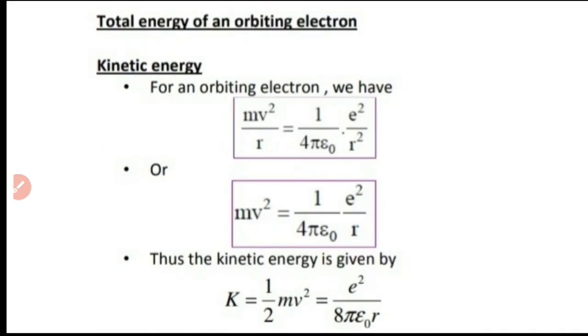Now coming to the total energy of the orbiting electron. The first steps we have already discussed in the Rutherford model also. You know, for an orbiting electron, the centripetal force is equal to the Coulomb force of attraction. That is mv square by r equal to 1 by 4 pi epsilon 0 e square by r square, from which we have mv square equal to 1 by 4 pi epsilon 0 e square by r. From this expression, we get an expression for kinetic energy, that is K is equal to half mv square, that is e square divided by 8 pi epsilon 0 r. That is the expression for kinetic energy.